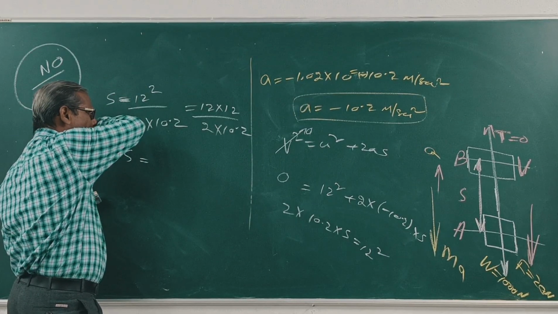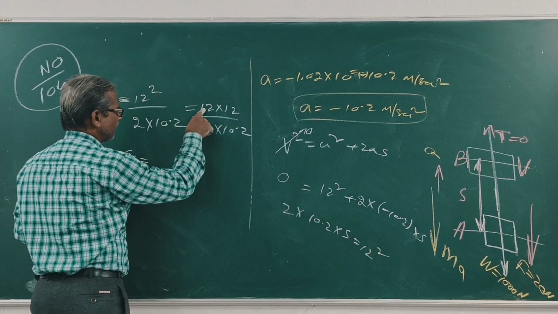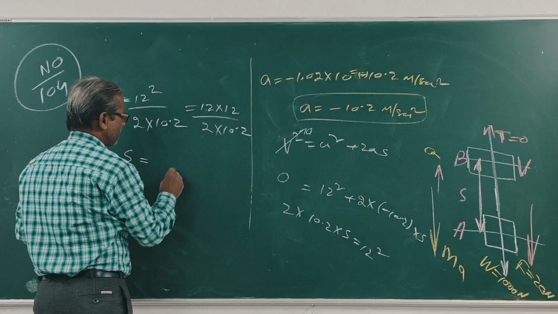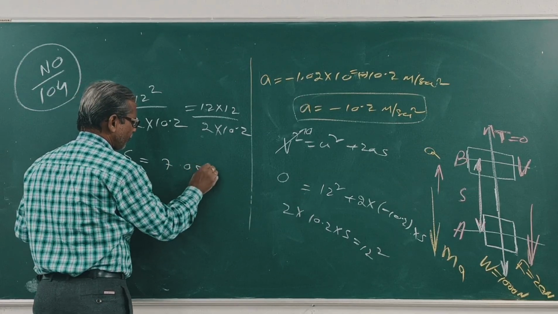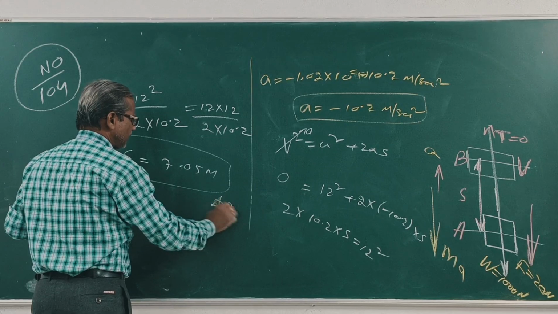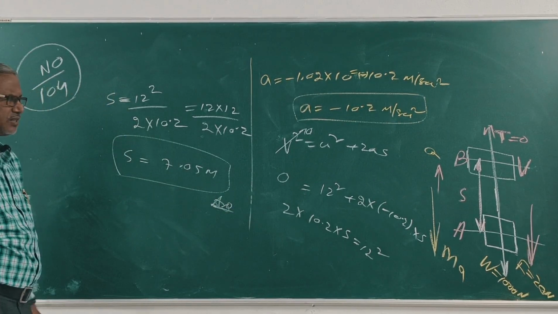Sixty by 2, 6 and 12, 7.05 meter. This is the distance traveled by the elevator after the power is shut off. Clear? Next question is 105.